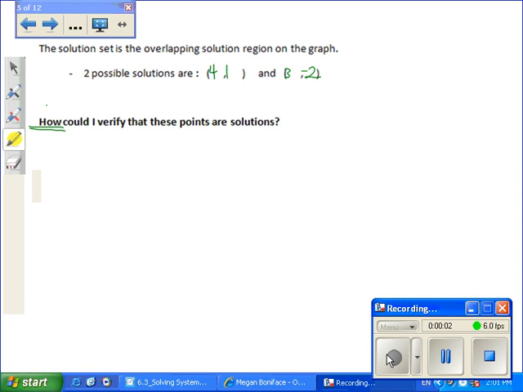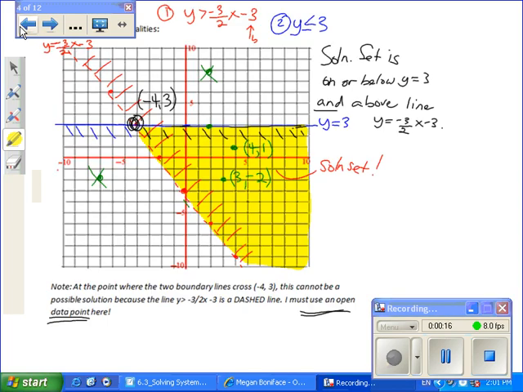Hi everyone, we're just going to carry on with our 6.3 notes here. So we're just starting where I left off. Okay, we were looking at the first example and we picked two possible solutions to our graph. So going back here for a moment, we just picked 2 points that were in the solution set.